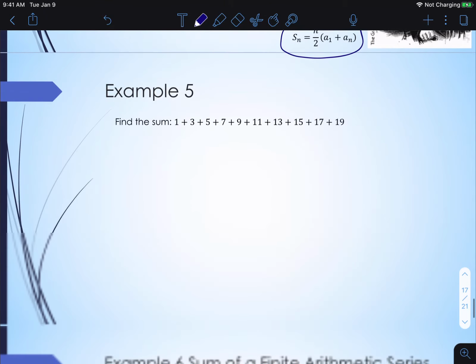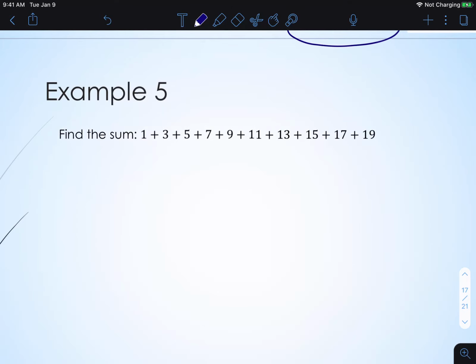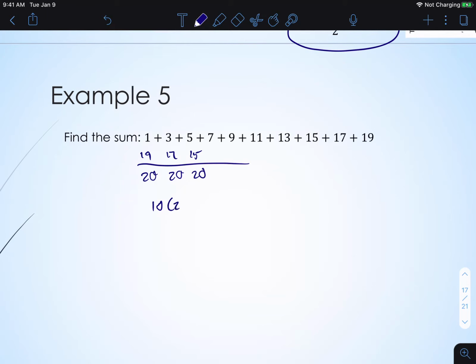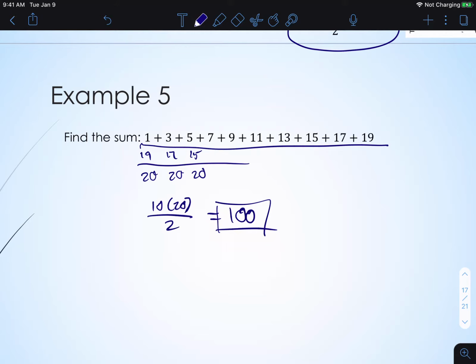So there that is. So here we go. We're going to try this ourselves, all right? So we're just going to find the sum of this, and isn't it as simple then as saying 19, 17, 15, etc. Well, if we add these all together, this is 20, this is 20, and this is 20. So 1, 2, 3, 4, 5, 6, 7, 8, 9, 10. I have 10 of them, so it's 10 times 20 divided by 2, and that's just going to be 100. So if I added all these numbers together, I get 100. And that's the answer. So that's how you can do example 5, lickety-split.